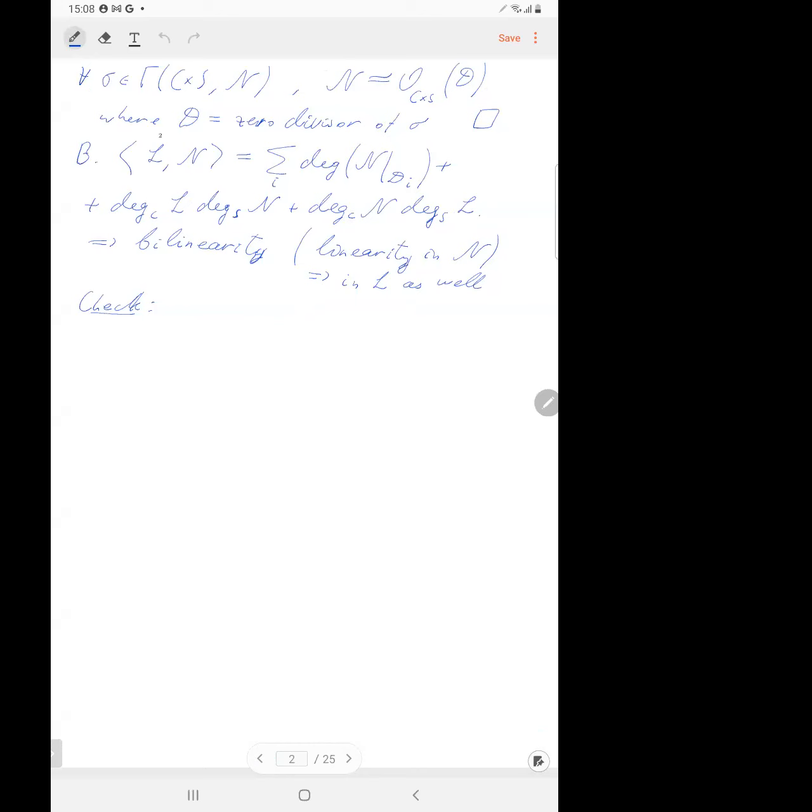Okay. So we have the following exact sequence. Tensor product goes to N goes to the sum over i of N restricted to di. So here we use that L is isomorphic to the structure sheaf.